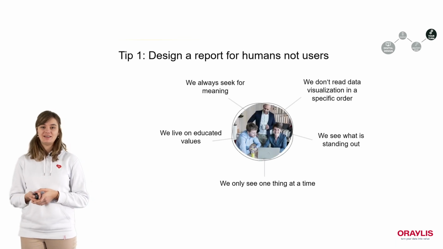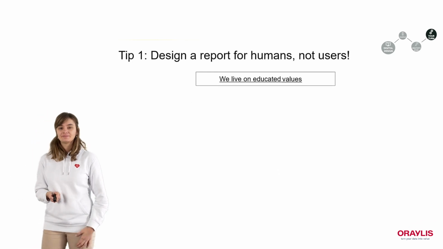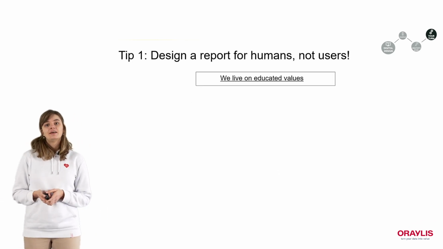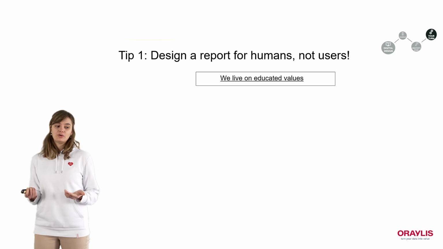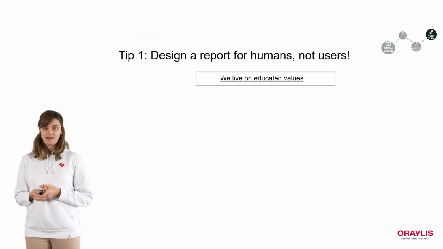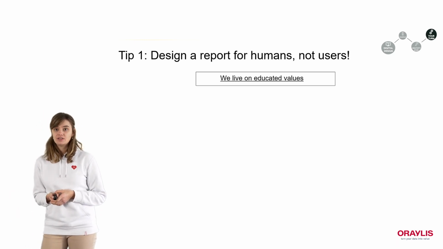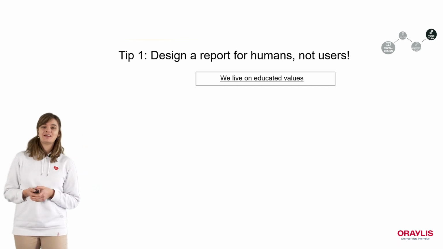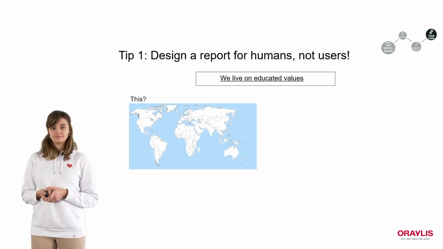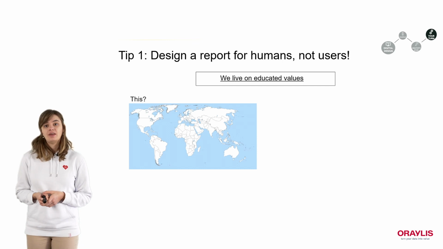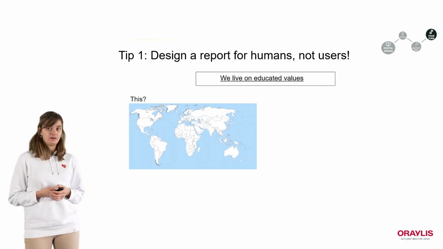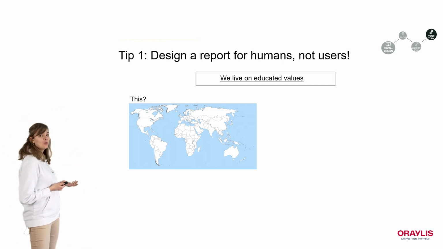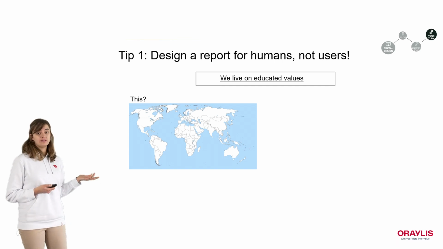Let's move on to the next aspect. The fourth aspect is that we live and consume information on educated values. I want to illustrate this fact with a small and effective example. When we think of the world map, this is what comes to our mind. We immediately know how to interpret this and read this information.